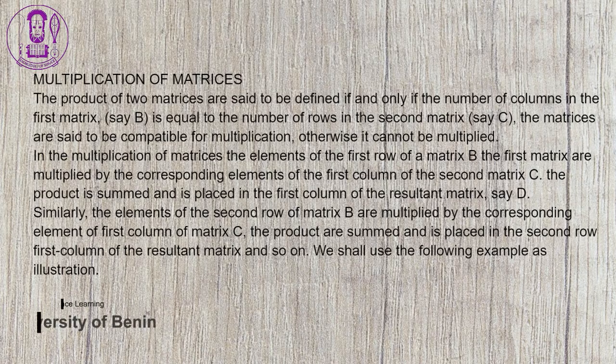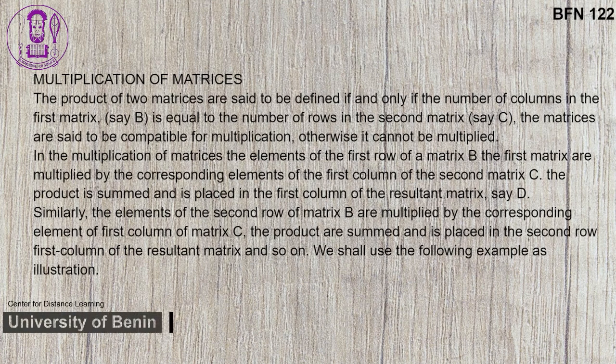Multiplication of matrices. The product of two matrices is said to be defined if and only if the number of columns in the first matrix, say B, is equal to the number of rows in the second matrix, say C. The matrices are said to be compatible for multiplication, otherwise, they cannot be multiplied.